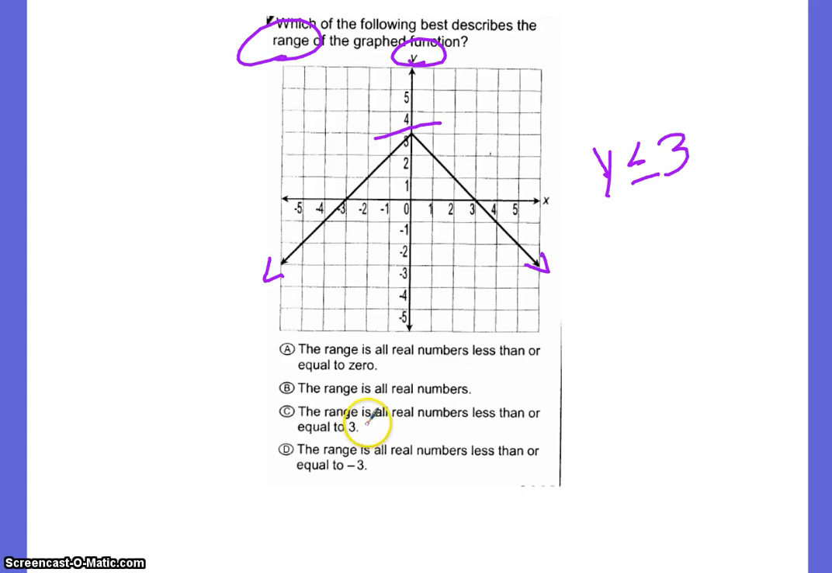So now you got to figure out, well, which one talks about 3? This talks about 0. This talks about everything. This talks about a 3. And this talks about a negative 3. So it's going to have to be C.